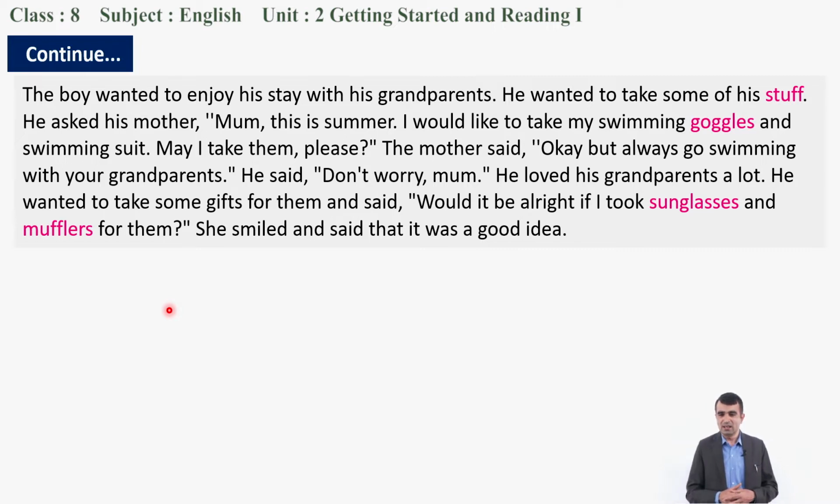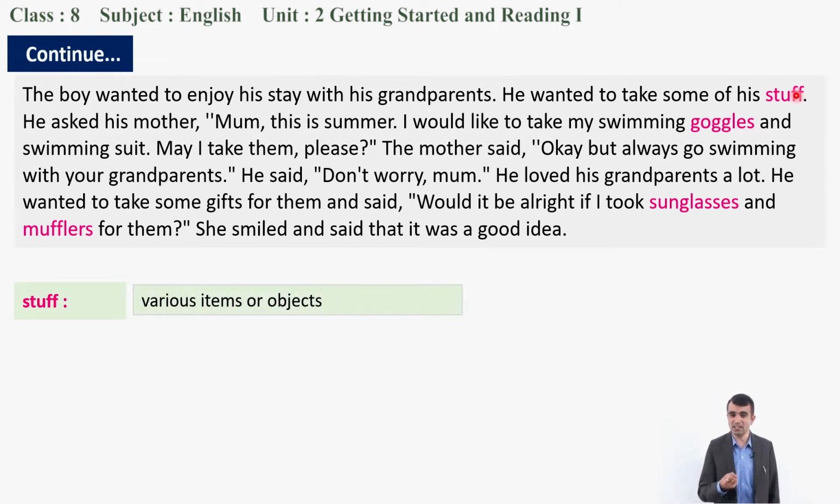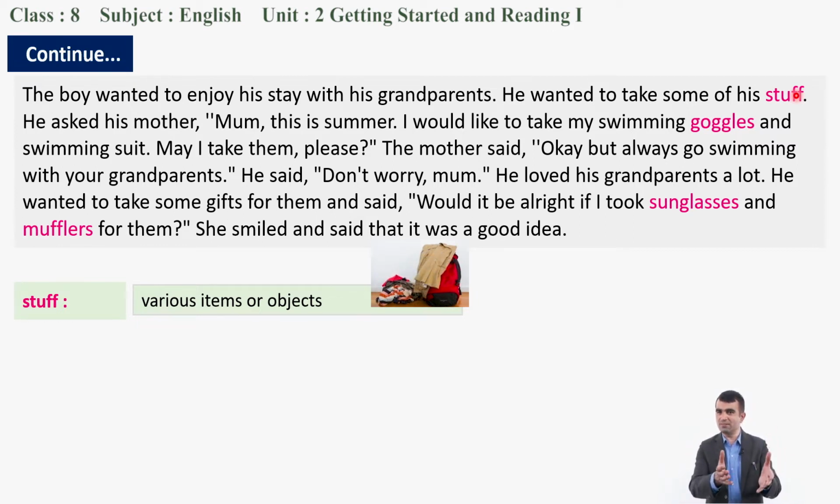Okay. Now, the boy wanted to take some gift to his grandparents. Is his mother happy towards it? Yes. Why? Because she said, good idea, didn't she? Well, now let's see some of the words used here. Now, stuff. He wanted to take some of his stuff. Stuff means what? Okay. It's various items or objects. When you are traveling, you take some of the stuff with you. See here a picture. When you are traveling, you get everything ready. This sort of clothes and everything. Don't you? These are all your stuff.